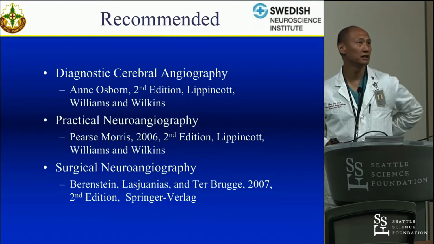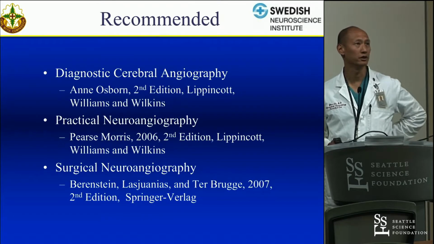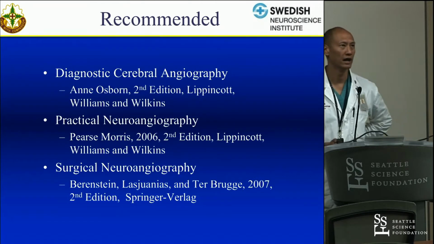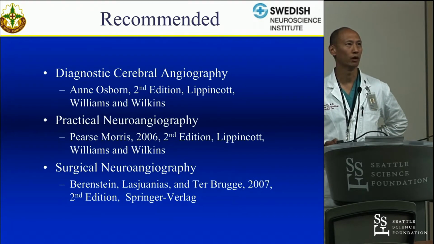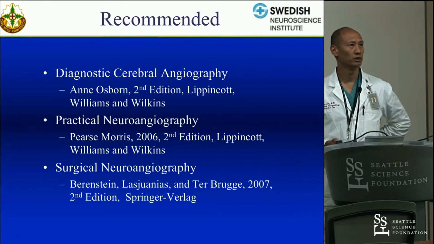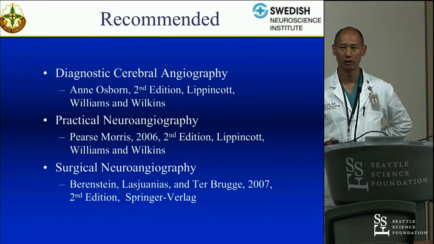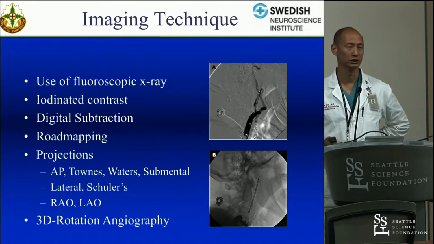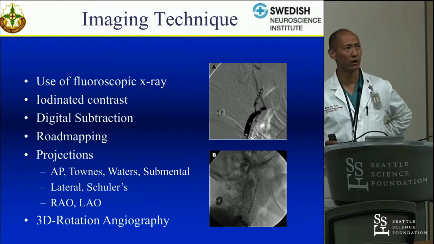These are books. I just checked yesterday, and it doesn't look like there's a third edition yet for Osborne, but Osborne's a very good primer for cerebral angiography, with different positions for the eye and your fluoroscopy. Pierce Morris is a pretty good book, and then obviously Berenstein, which is a good Bible for angiographic variants and embryology as well.